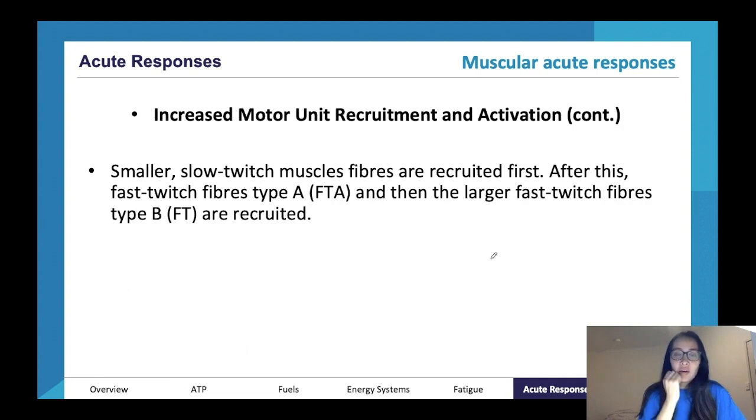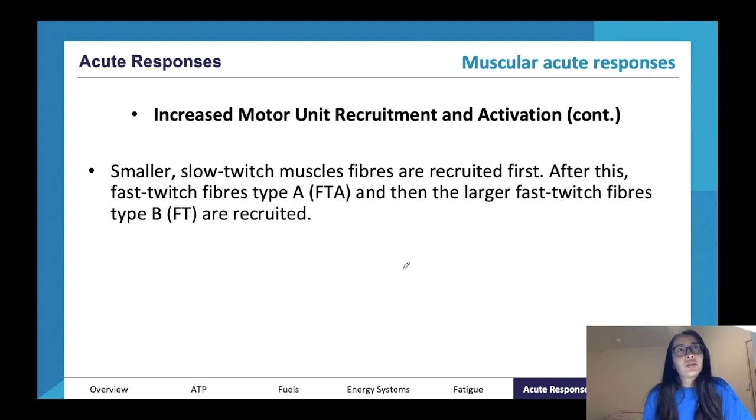Smaller, slow twitch muscle fibers are recruited first. So you've got many different types of muscle fibers. Some of them are small, slow twitch type fibers. The way I remember it is slow events, like cross country, is quite a slow event, I would say. These require slow twitch fibers. Fast events like sprints have fast twitch fibers. So smaller, slow twitch muscle fibers are recruited first. After this, fast twitch fibers type A, and then the larger fast twitch fibers type B are recruited.